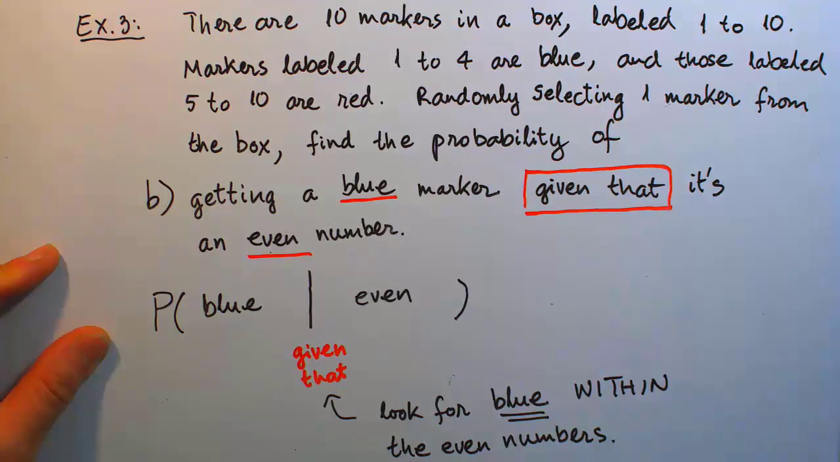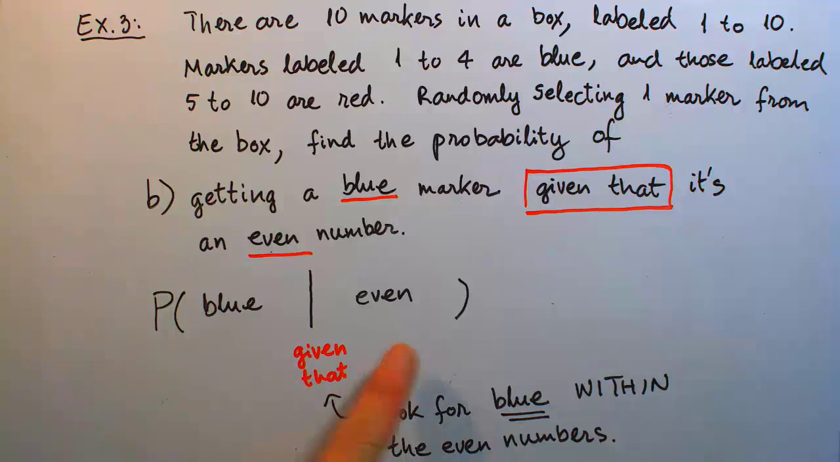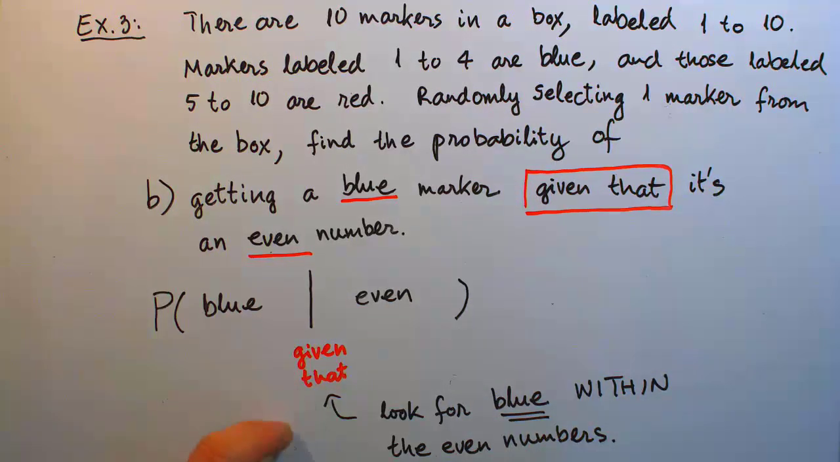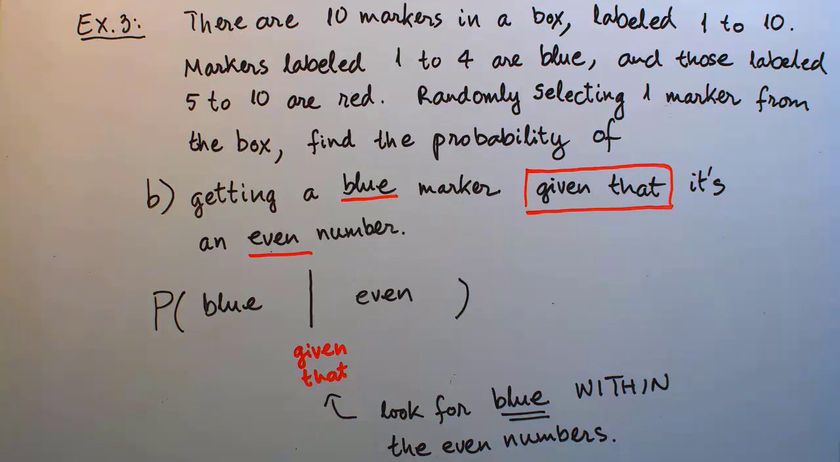All right, so once again, I restate this. This symbolic expression is a symbolic statement of our question. Worded out, we're saying that we're looking for blue given that it's an even number. But truly, behind the scenes, the real fundamental here is that we're looking for blue, but within the even numbers.